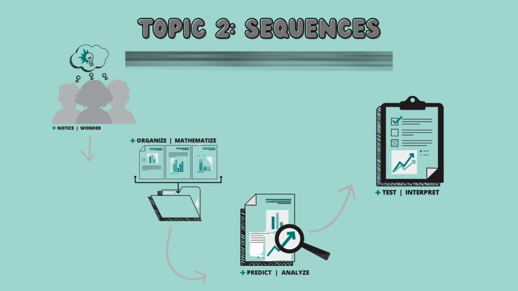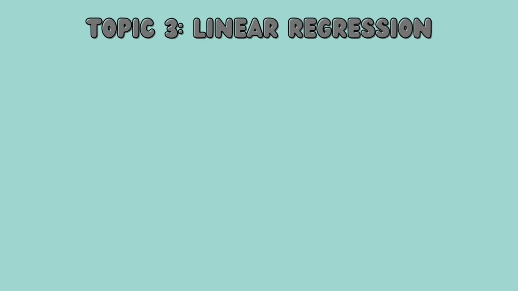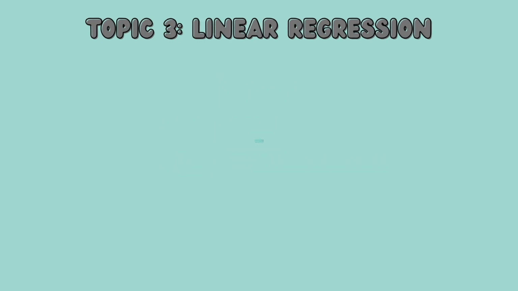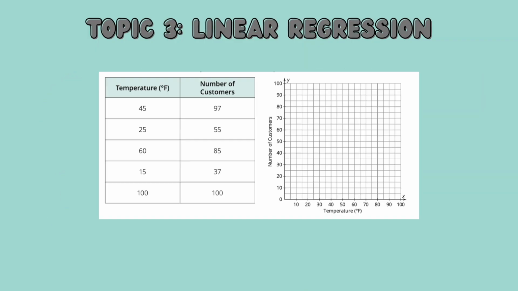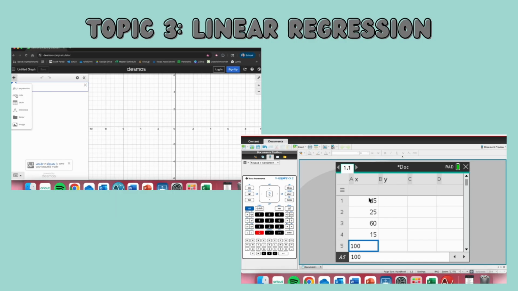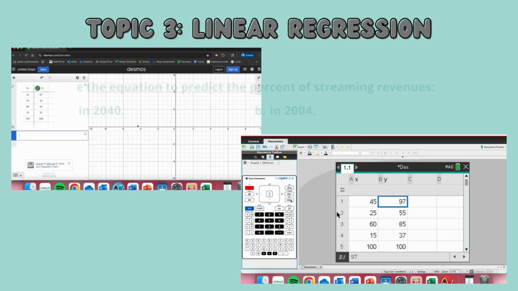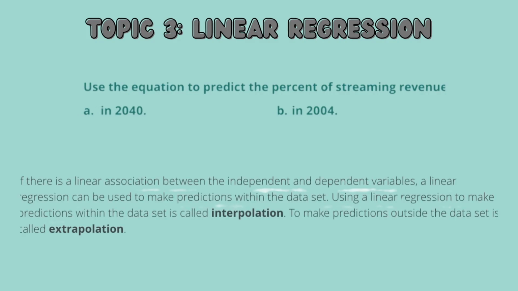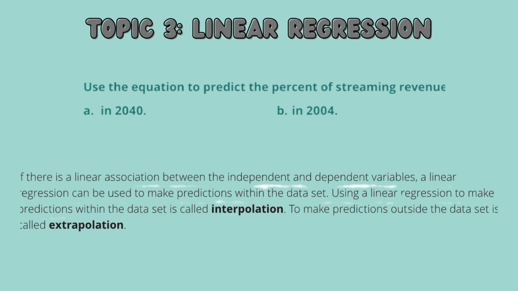The third and final topic in Module 1 is linear regressions, and it consists of 2 lessons. Lesson 1, Like a Glove. Here, students will learn how to determine an equation for a line of best fit by visually approximating and hand-drawing a line. We will also learn how to use technology, either Desmos or the TI Inspire, to create the regression line. We will learn how to make predictions about data using our linear regression equation, and we will learn the difference between interpolation and extrapolation.